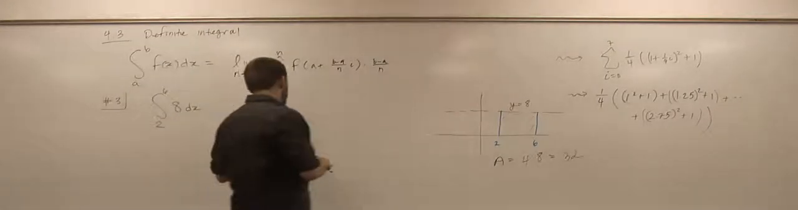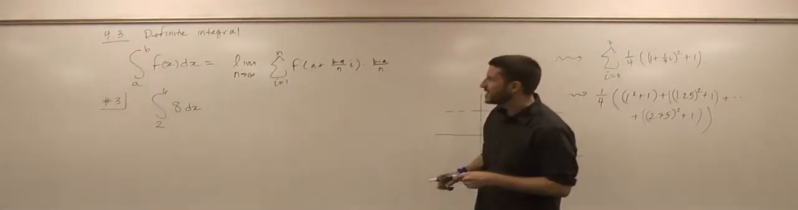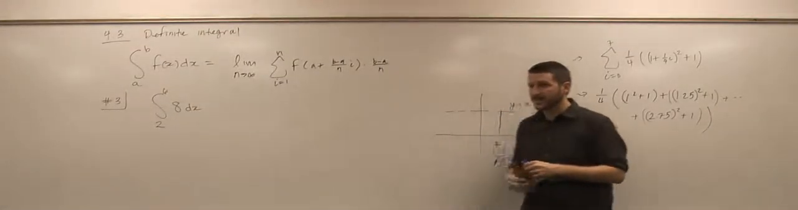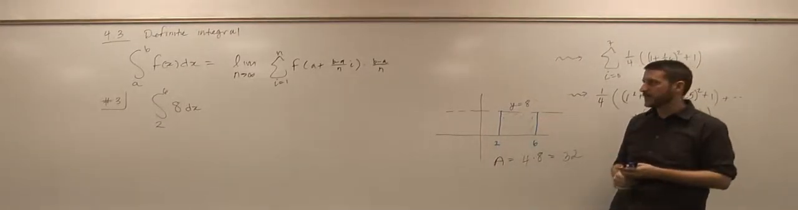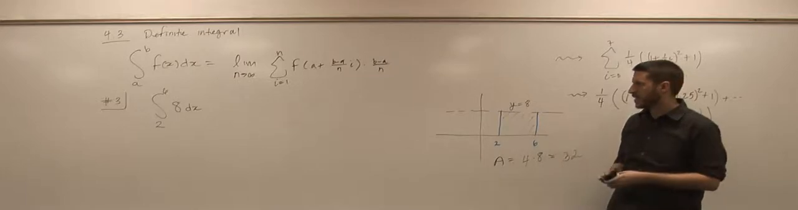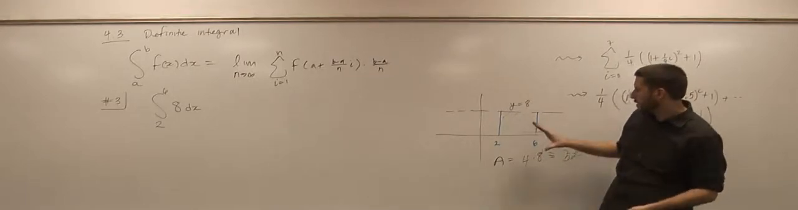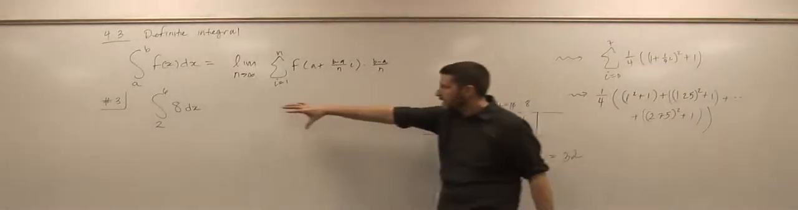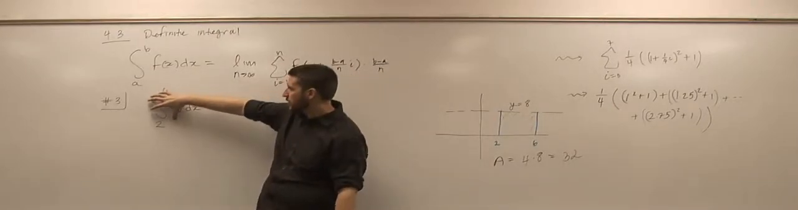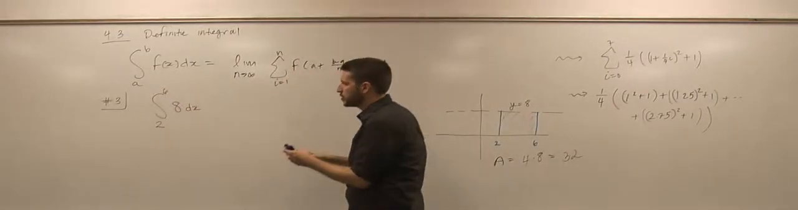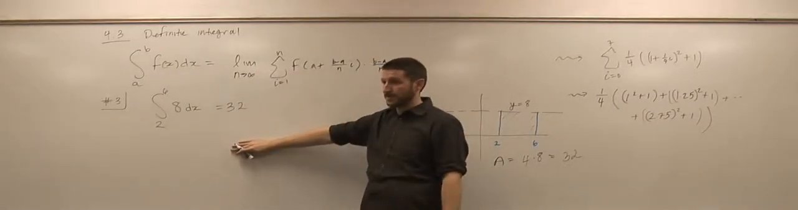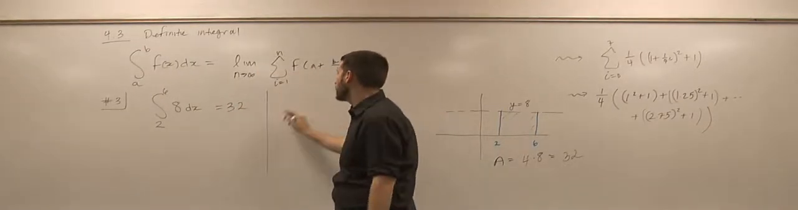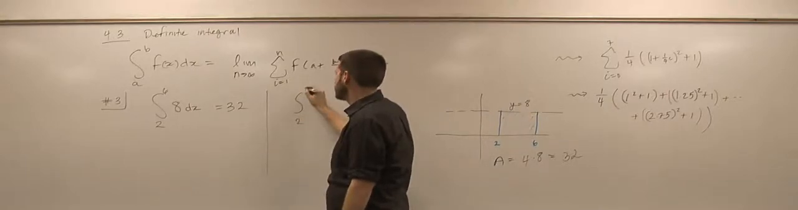And I advise you, unless the instructions say use the limit definition, you should try anything else first, okay? Because the limit definition is obscene, right? It's just out of control. So, using the fact that the definite integral is area under the curve, we know the answer to this should be 32. But we didn't use the limit definition to get it. So let's go back and try the limit definition. This one's not too bad.